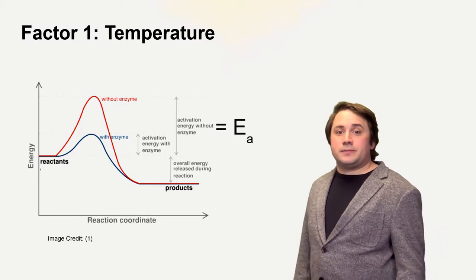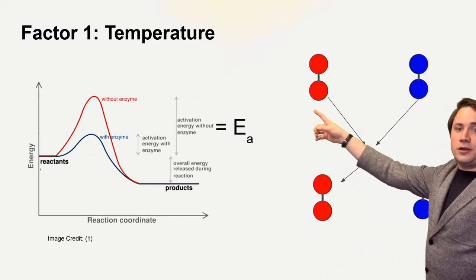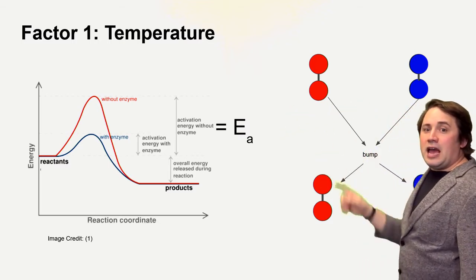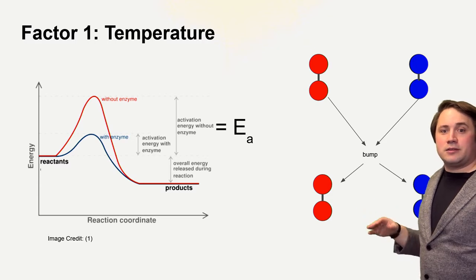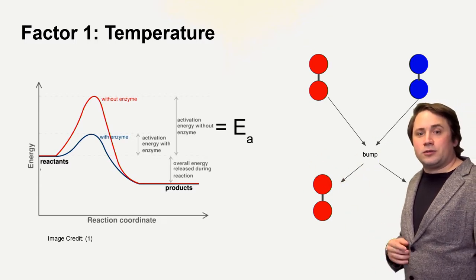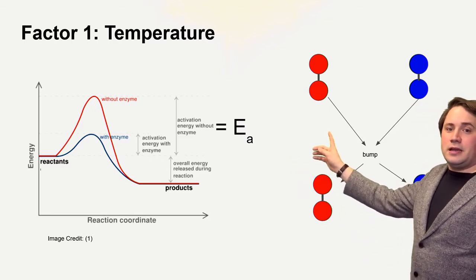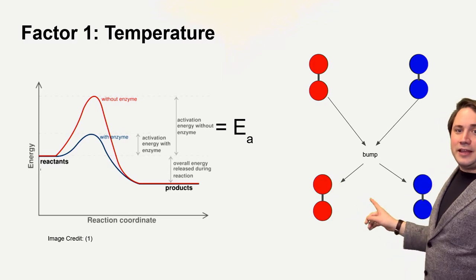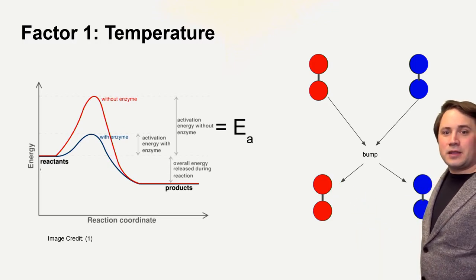So let's consider this. If 2 molecules, this red molecule and this blue molecule over here, have relatively low kinetic energy, so they're not moving that fast. They might each individually be at a low temperature, or they just don't have a lot of kinetic energy. Then they come together, they just bump each other, and nothing happens. They just bump each other, and then they go on their separate ways.